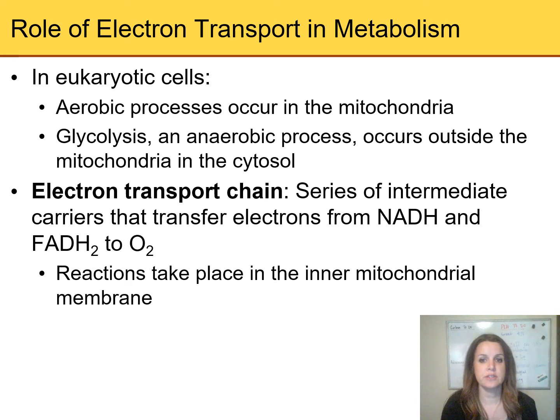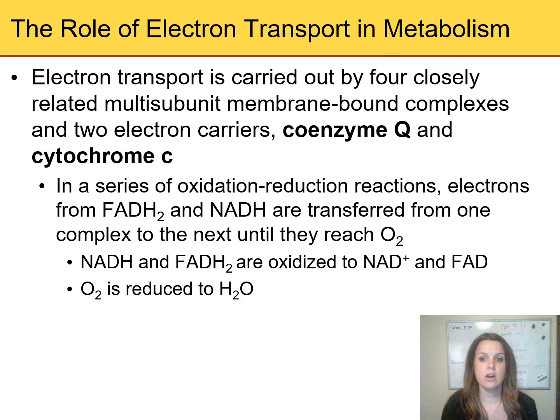So in the electron transport chain, basically you have a series of carriers that transfer electrons from NADH and FADH2. And we talked about these two carriers that were generated during the Krebs cycle. And those are going to transfer those electrons to oxygen to reduce it to water. And these reactions all take place on the inner mitochondrial membrane. There are 4 membrane-bound complexes that are in that inner membrane. And then there are 2 additional mobile electron carriers called coenzyme Q and cytochrome C.